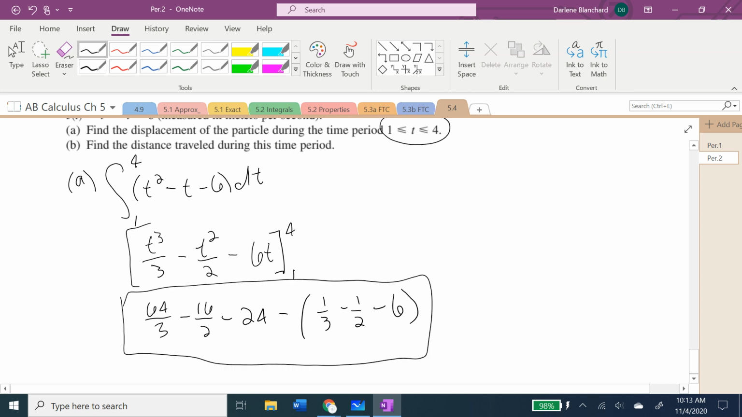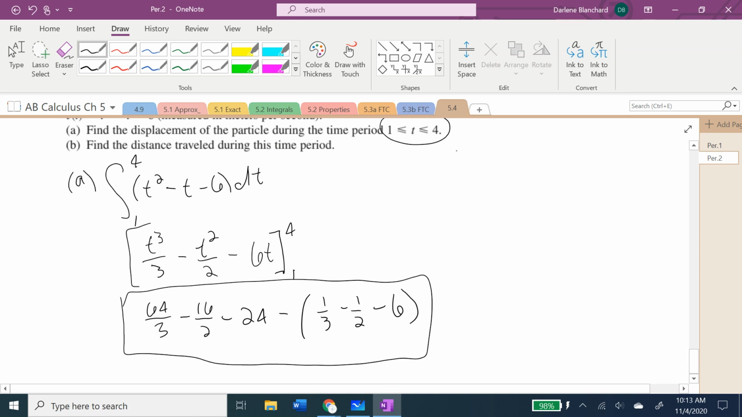So that number, I could spend time trying to calculate it, but I don't think you want to waste your time watching me do fraction arithmetic. So there's my answer for displacement, and it's a particular number.